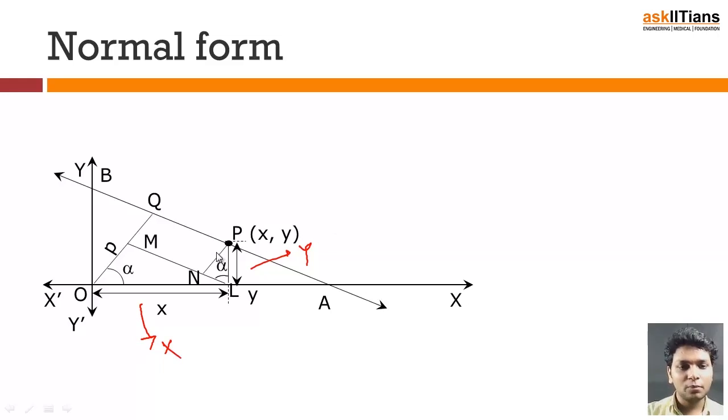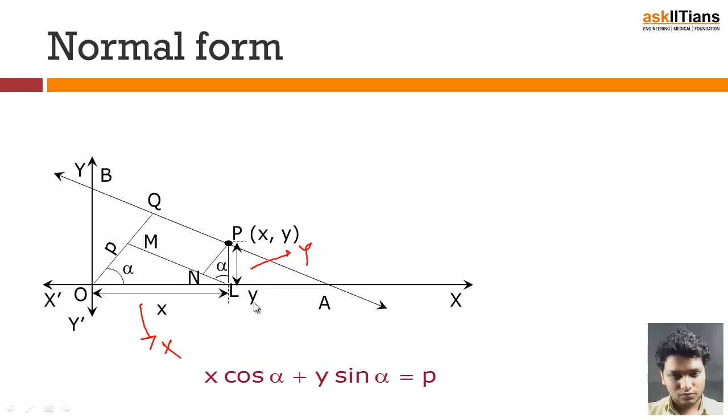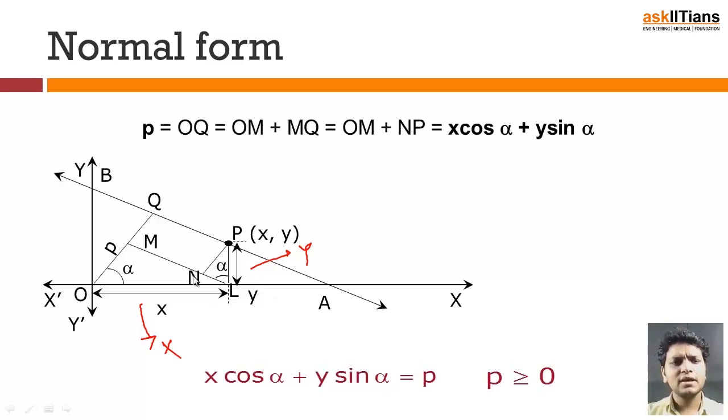Now what we did, we dropped the perpendicular PL on the x-axis. From L we dropped the perpendicular on the OQ, that is M, and again from P we dropped a perpendicular on the line LM, that is PN, and hence angle PLN becomes equal to the angle alpha. So what we can say is that P is the total perpendicular distance of the line from origin.